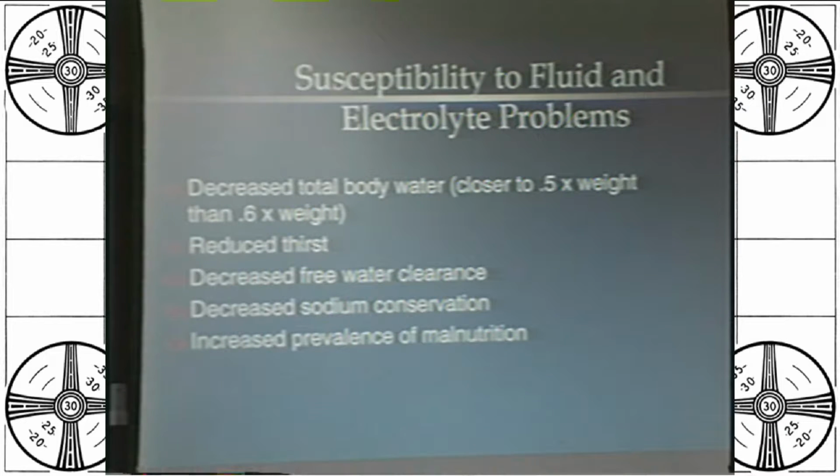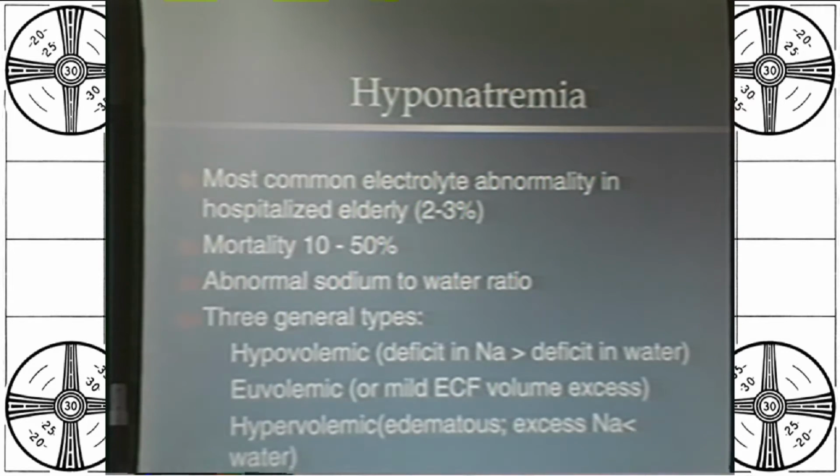Second, in response to water deprivation, older patients have a reduced thirst response and are less likely to maintain their fluid status on their own. They also have a decreased ability to conserve sodium in situations of volume depletion. Conversely, if they're given excess water, they're less able to get rid of it because of changes in kidney function. And then finally, they're more likely to be malnourished. So all of these things are kind of a setup to make them more susceptible to fluid and electrolyte problems.